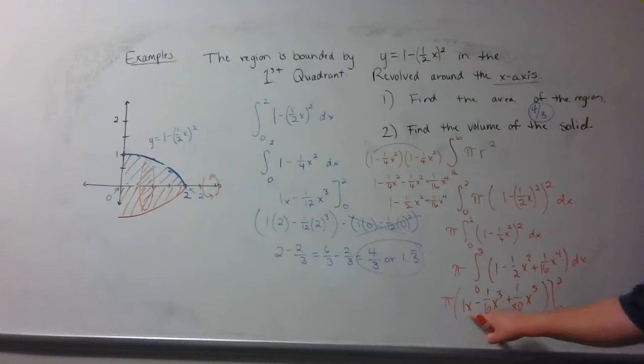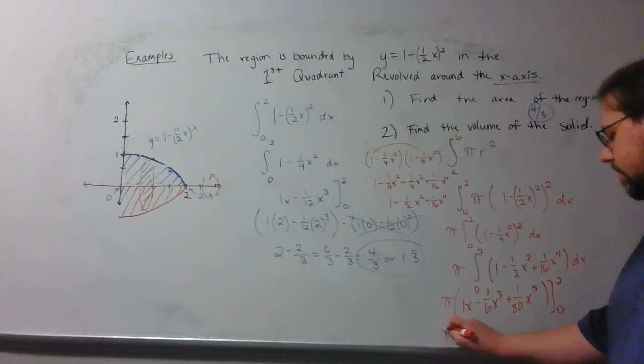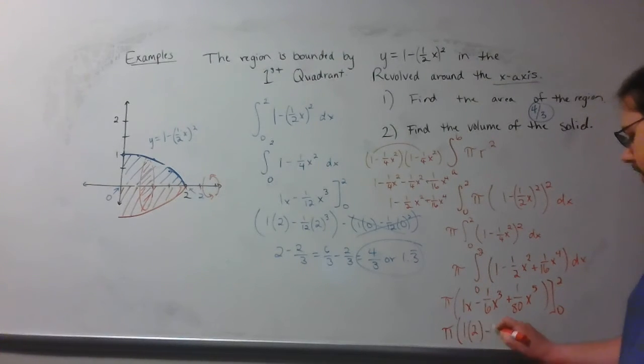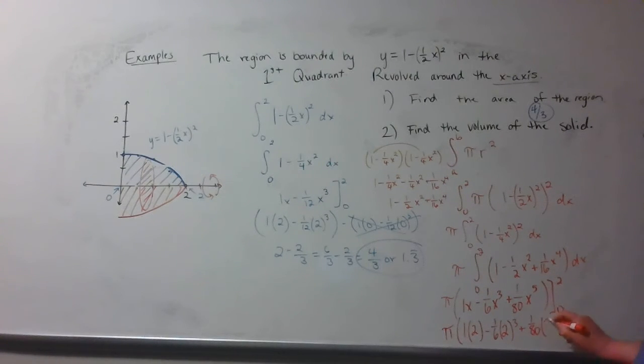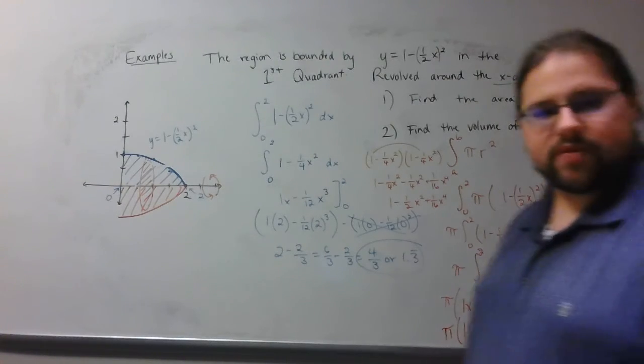I'm not even going to worry about the 0 because all that stuff's just going to end up being 0. So it's going to be pi times 1 times 2 minus 1/3 times 2 cubed plus 1/20 times 2 to the 5th. I'm going to type all that in the calculator and hopefully it'll give me a nice pretty answer. Which gives me 16 over 15, and can't forget my pi. So that is going to be my final answer, 16 over 15 times pi, or 16 pi over 15, however you want to write it.